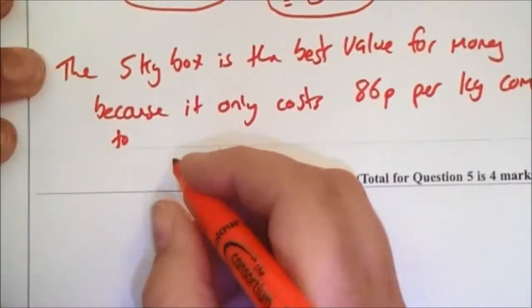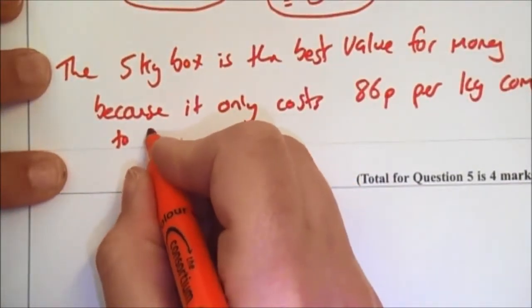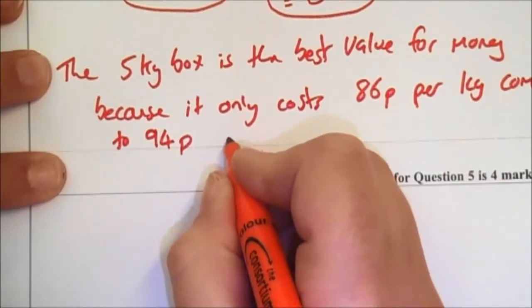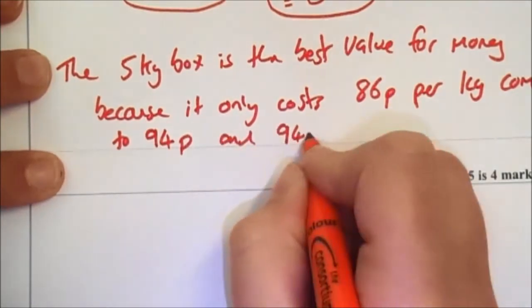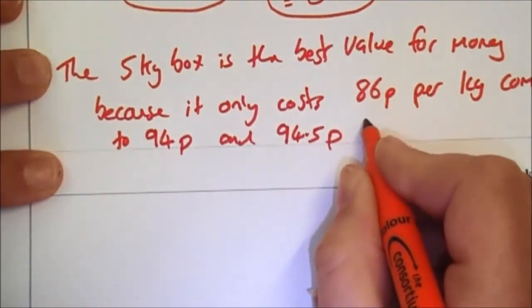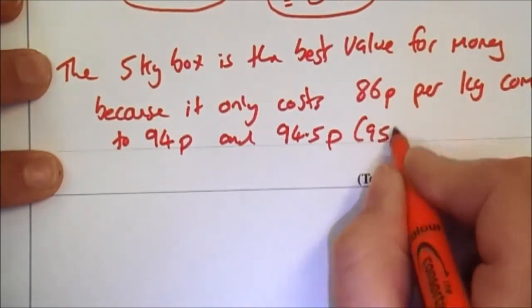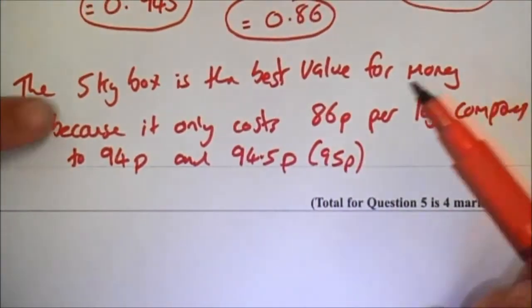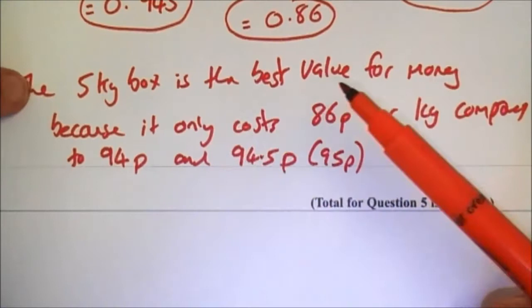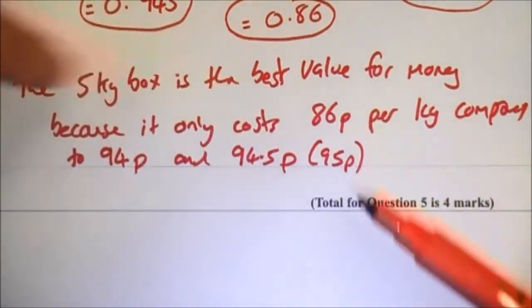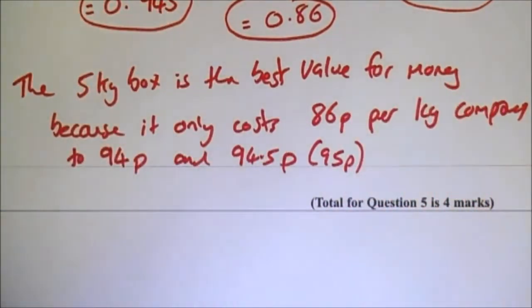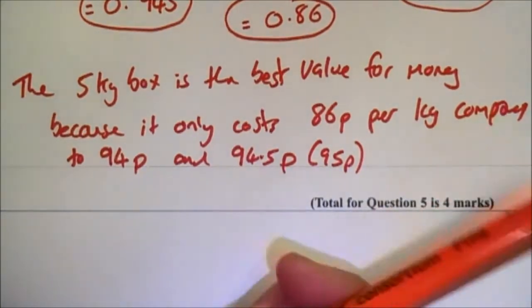compared to 94p and 94.5p, or if you'd rounded it up, 95p. So I've stated very clearly what my opinion is and I've referenced my answers so the examiner can give me marks for this. It's a 4-mark question.